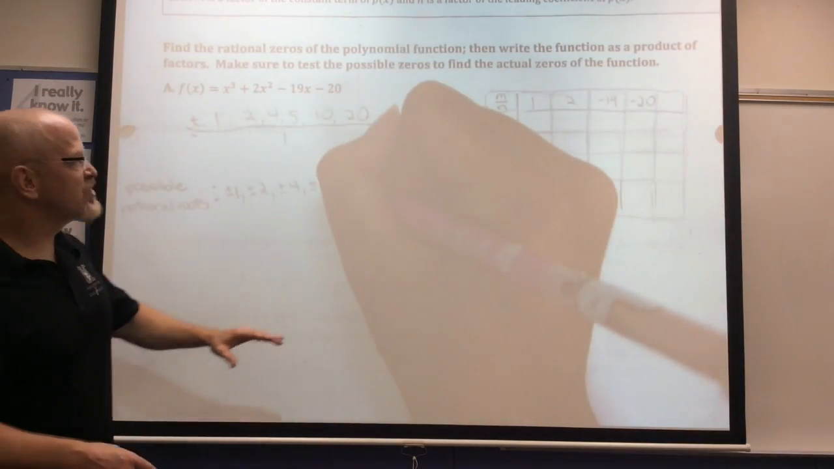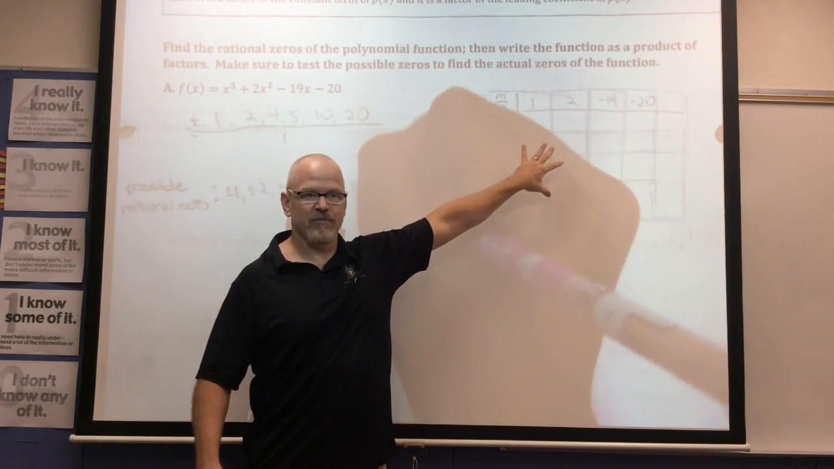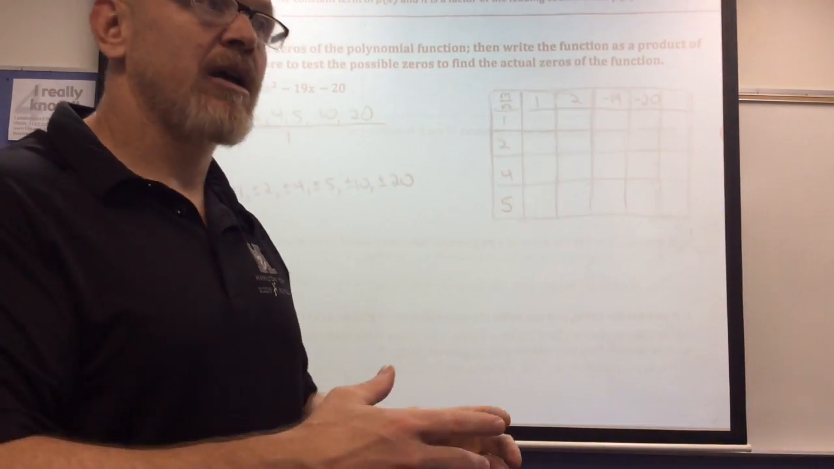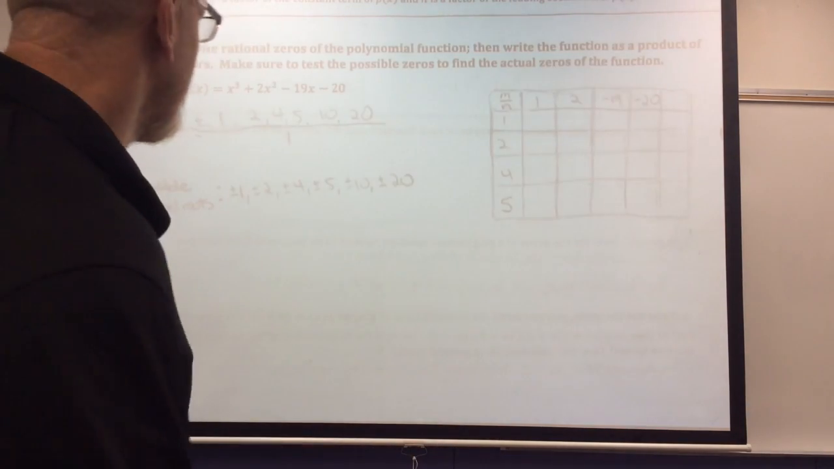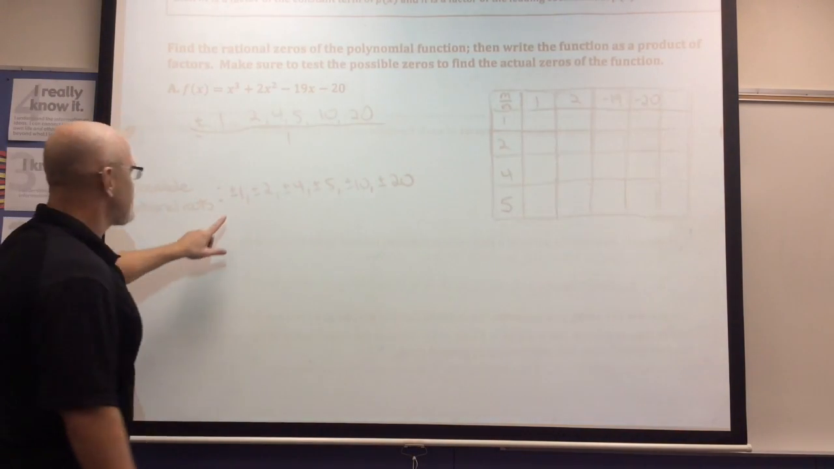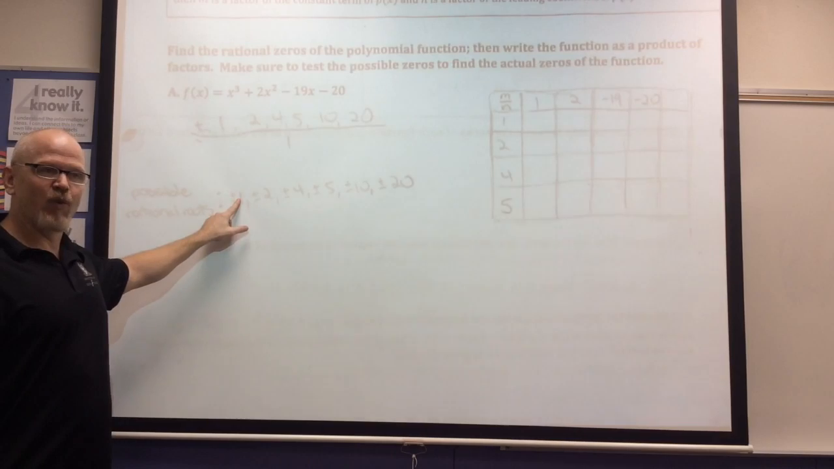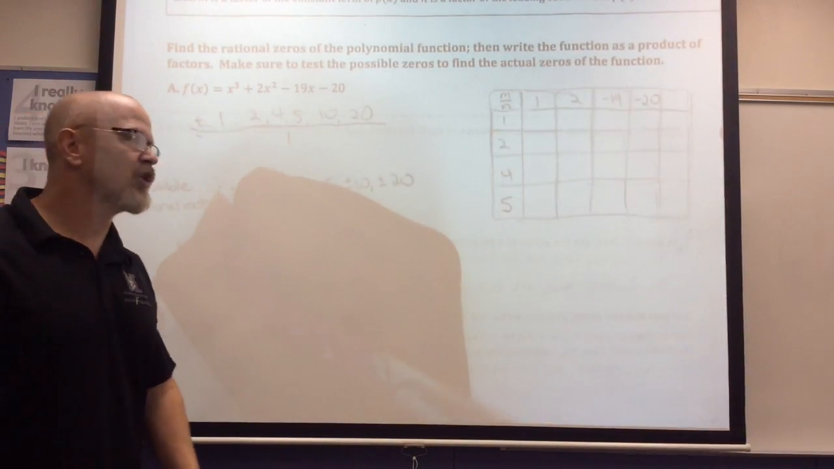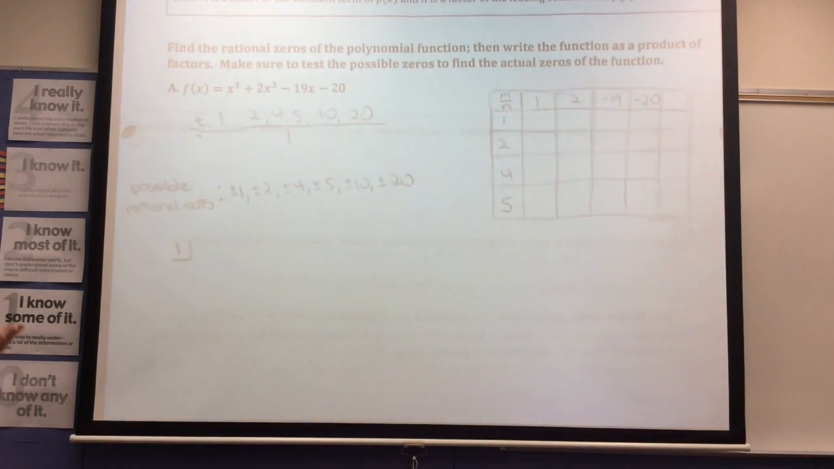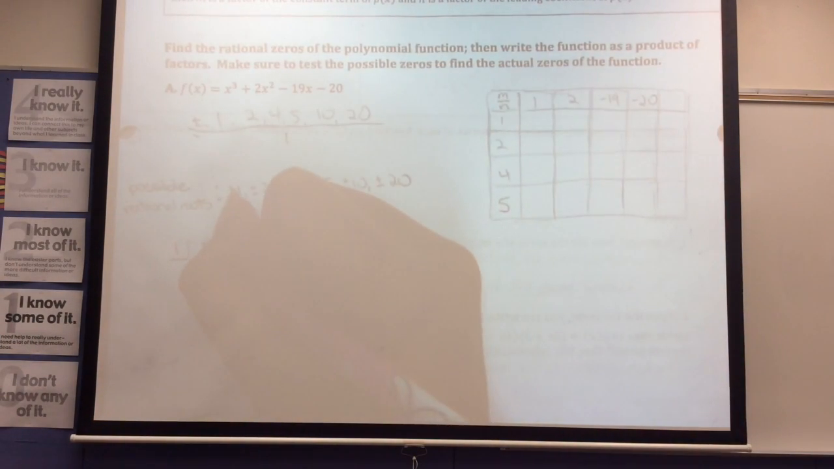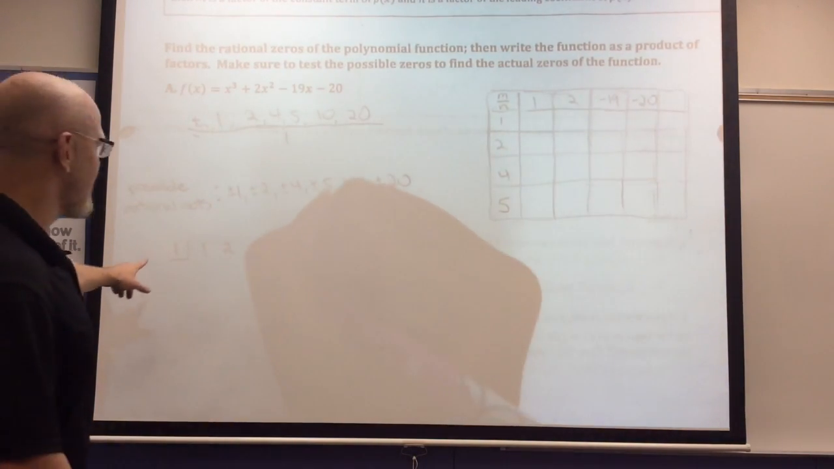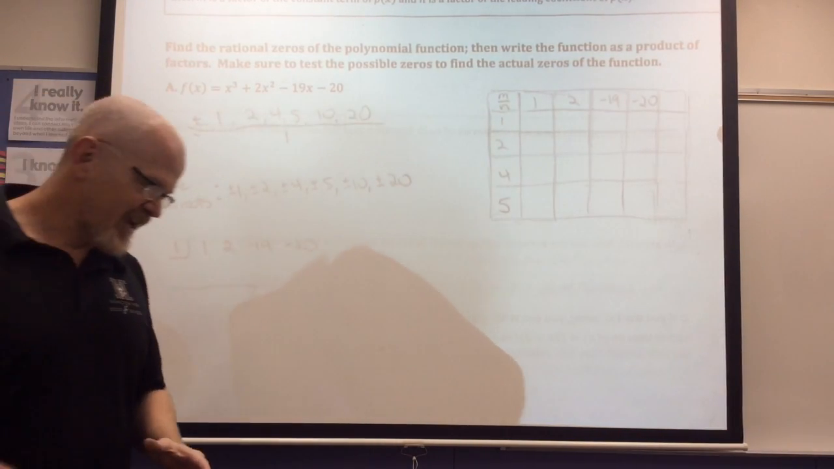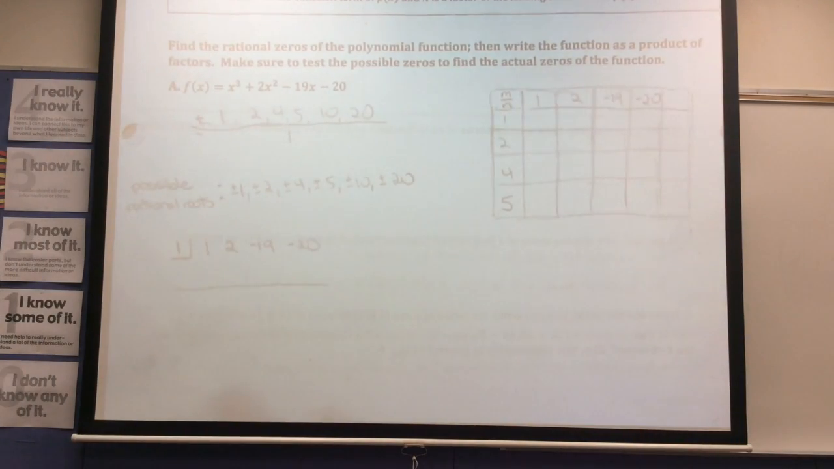I'm going to show you how to use this little tool over here really soon, but for right now, we're going to test one using division. Let's test a zero of 1. So come down here and put a 1 in that backwards L, and we'll list all our coefficients: 1, 2, negative 19, negative 20. This will be a root if I have 0 as a remainder. So let's see if it works.